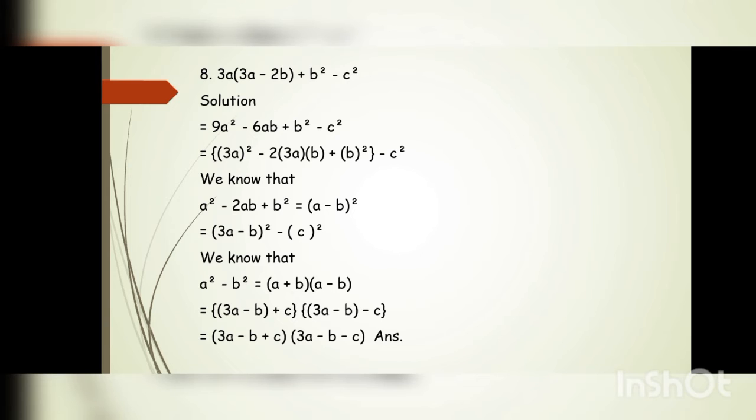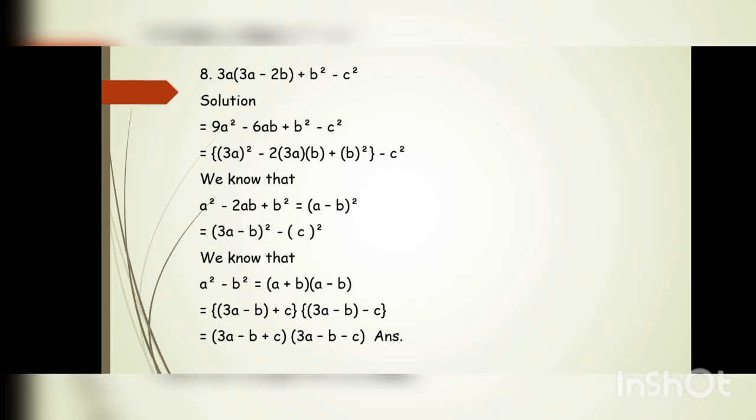So we have written 9a square as 3a whole square, minus 2 into a into b. So our a is 3a and our b is b. So we have written 2 into 3a into b, then plus b square, this b square we have written as b whole square. Then curly bracket close and the last term is minus c square. We know that a square minus 2ab plus b square equals a minus b whole square. Now we can close this expression in this formula. That's what we did. We have written 3a minus b whole square and then minus c square, we just made it c whole square.